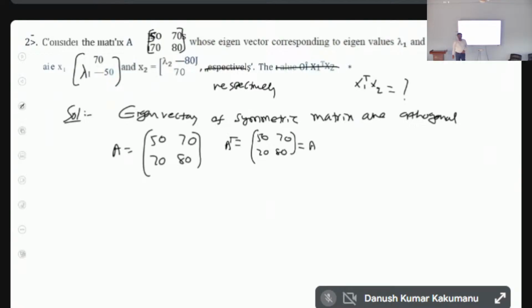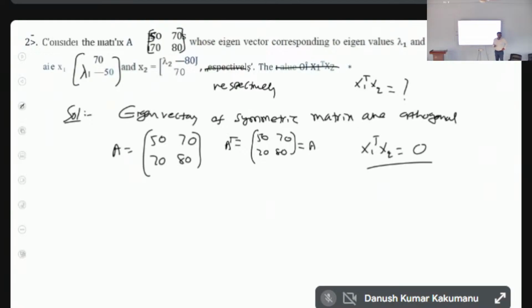Symmetric or not? Symmetric. I told you this property in the morning properties, you can look at it. What are the eigenvectors of a symmetric matrix? Orthogonal. Using that, straight away, what is x1 transpose into x2? You can write the answer 0.